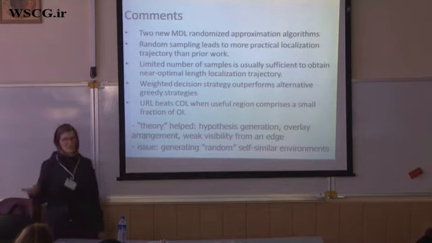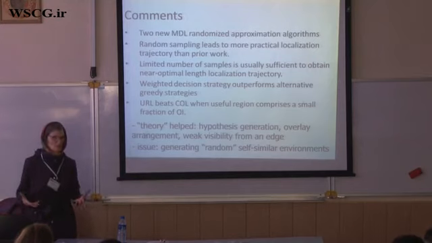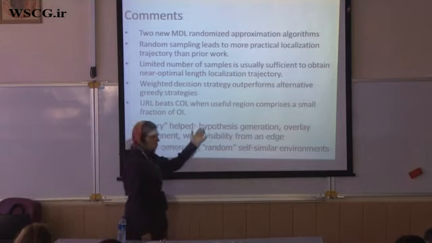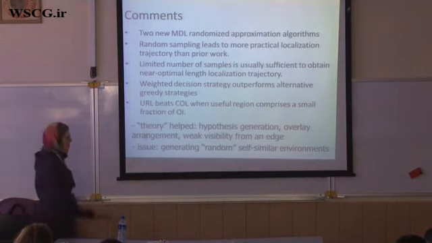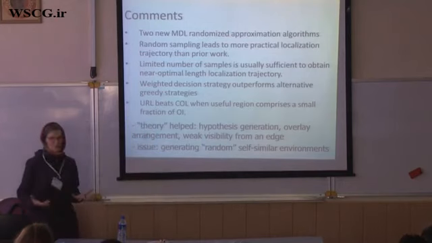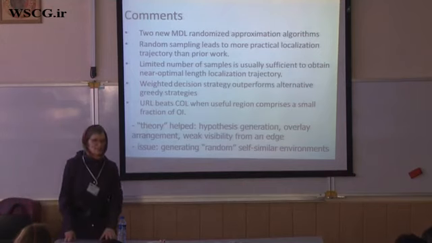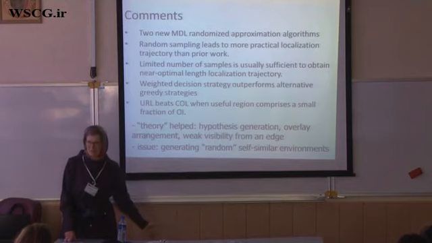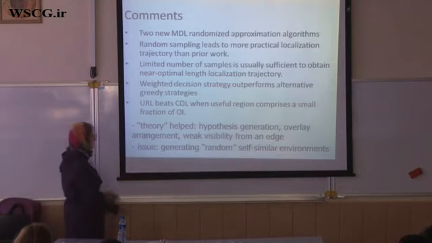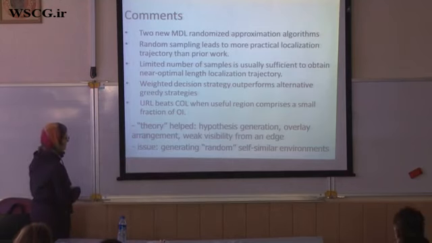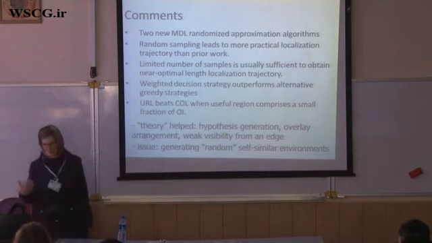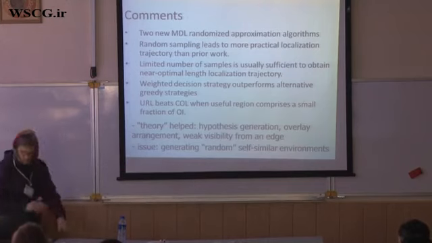And also, one observation is that the theory is helping here. From the point of view of someone who wants to be sensible, theory might look very esoteric and useless, but notice that it's contributing some very useful concepts for this more applied strategy. It's the idea of generating these hypotheses using an overlay arrangement, using weak visibility from an edge. Those aren't ideas necessarily that are going to occur to a robotics colleague. It's just not the way people moving around robots think. So it was an interesting combination of points of view here, doing simulations, but also informing the strategy by concepts from computational geometry. And I mentioned generating self-similar environments is a tricky thing.